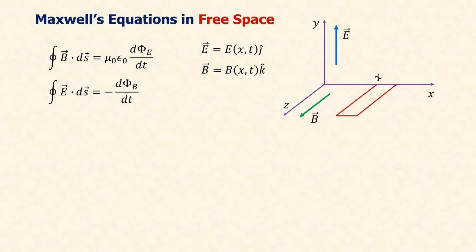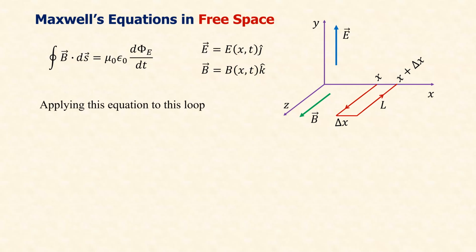But this one gives you some meaningful result. So this loop is starting at point X, has a width of delta X and has a length of L. And of course, it ends up at X plus delta X. And we're going to integrate over this counterclockwise, as you see. All right. Now, this other one doesn't give you anything, so I throw it away, but see what happens to this equation applying it to the loop.